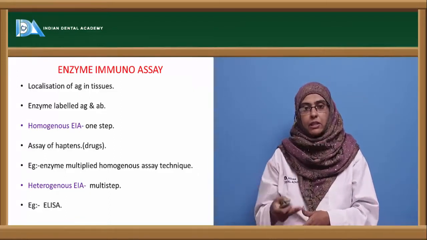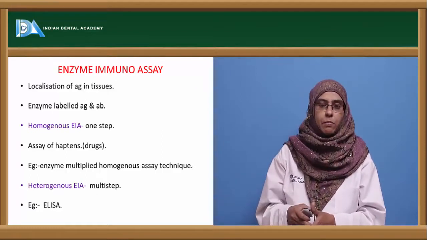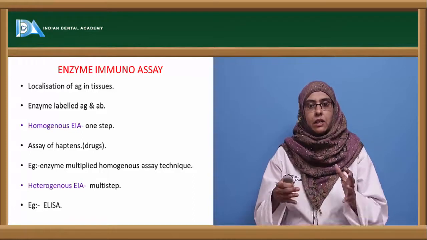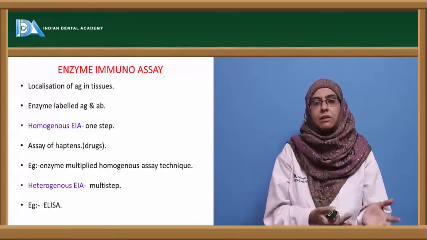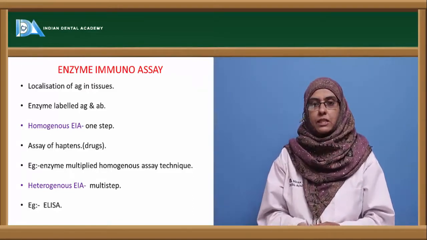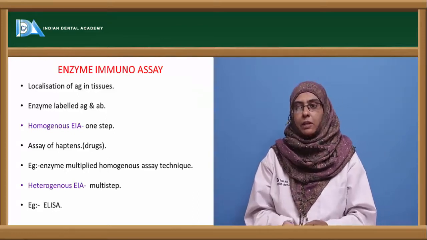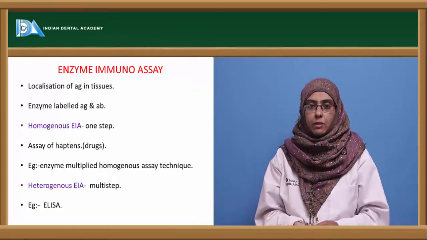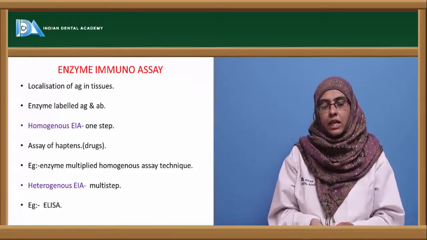So here the enzyme that is used interacts with the substrate that can be added at the later part of the test, and depending upon the product that is formed, we will know whether the interaction between antigen and antibody has taken place or not. So this enzyme immunoassay helps in localization of antigen in tissues, and enzyme labeled antigen and antibody can be done. Either you can label the antigen or antibody with the enzymes.